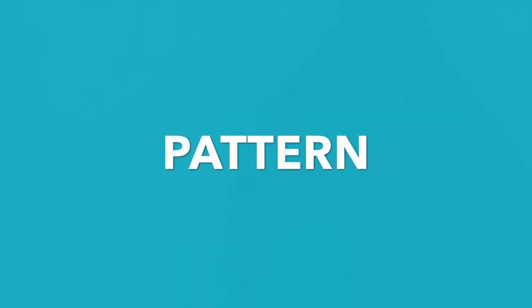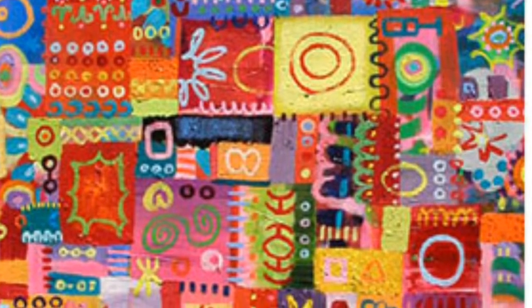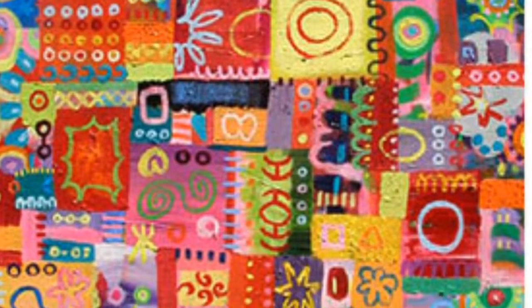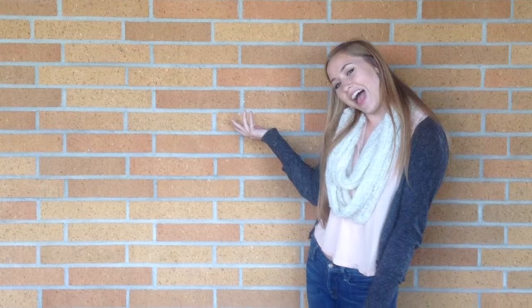Pattern is the way objects are arranged in a particular order to create a repetition of events and values. The brick wall is a pattern because they are the same size and every second row is the same. They still look the same even if some are different colors.